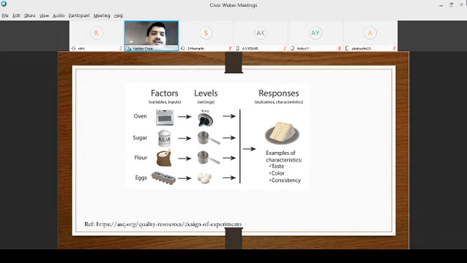Sugar, the quantity of sugar added to the preparation of the cake can be varied. This will again be the setting value. Sugar is what? Sugar is a factor, and the quantity of the sugar added to the cake is what? It is a level. Similarly, the quantity of flour to be added to the cake can be varied depending on the quantity of the cake required. It might be in terms of kgs again. So that can be considered.